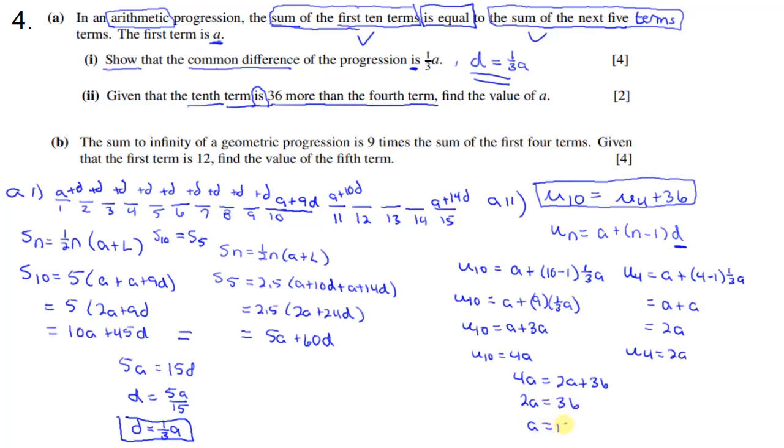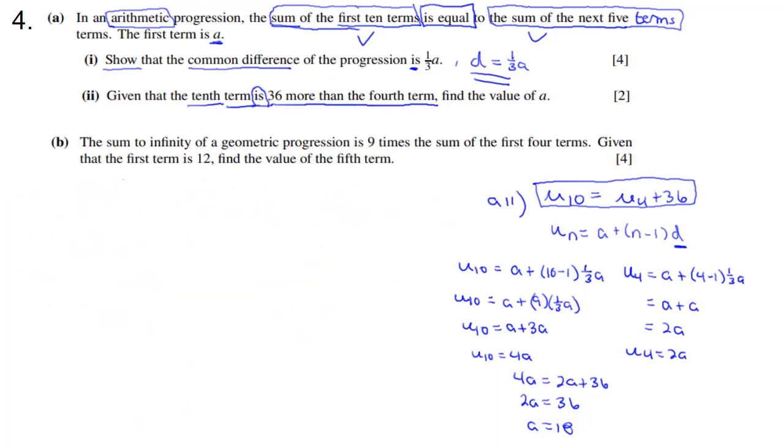And see, now all I got to do is get A by itself, and I find out that A is equal to 18. And now for part B, they want us to find the sum to infinity. We've switched to a geometric progression. And they tell us that the sum to infinity is 9 times the sum of the first 4 terms. Once again, they're basically laying out the equation they want us to do. The sum to infinity is equal to 9 times the sum of the first 4 terms.